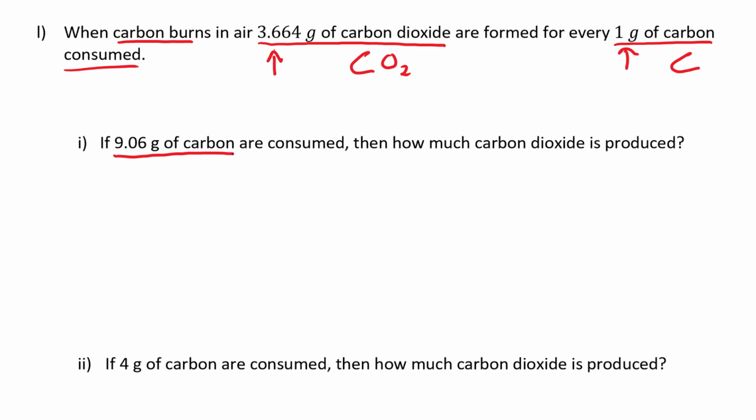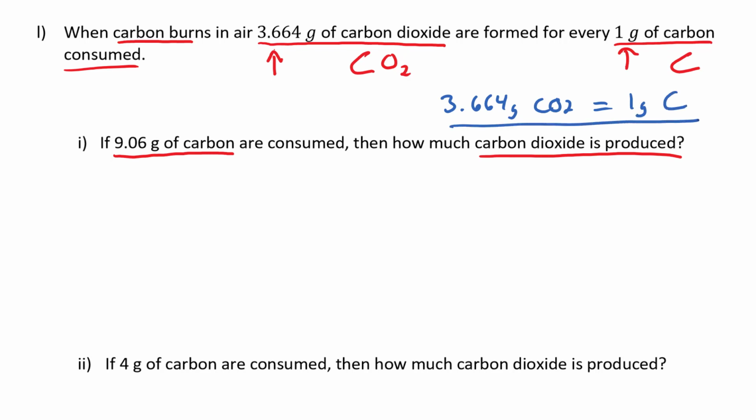Now let's look at our problem here. 9.06 grams of carbon are consumed. How much carbon dioxide is produced? With the information given, we know 3.664 grams of CO2 is made from 1 gram of carbon. These things are known. We can use this now to convert grams of carbon to grams of carbon dioxide. Here we are given the amount of carbon. We want to know how many grams of carbon dioxide are produced.